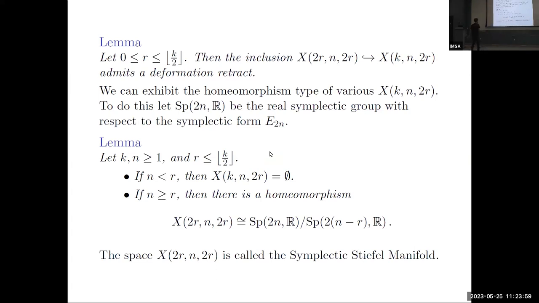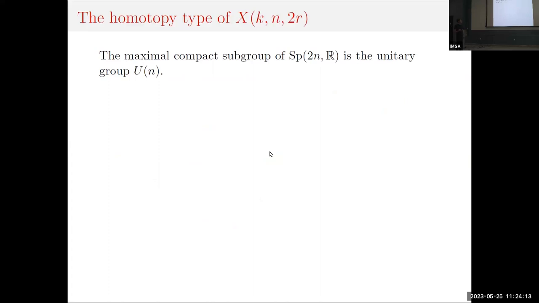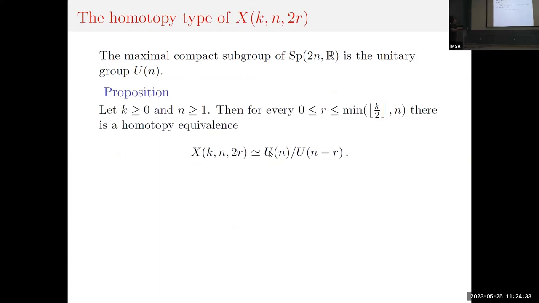And as a Stiefel manifold, it has a homogeneous presentation in terms of these quotient spaces. And that's all the observation you have to do, because you know the homotopy type of these things. So the maximal compact subgroup of the real symplectic group, not the compact one, the real symplectic group, is a unitary group. And then you can just show this by extraction of the associated long exact sequence of homotopy groups and the five lemma.